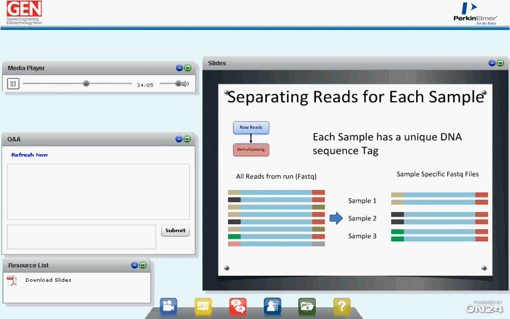For example, one of the first steps of bioinformatics is the process of de-multiplexing. As you can see here on the left, we get back a giant file of all of the different sequences that were present on the run. And what we need to do is begin separating those out based upon the different samples and the unique DNA molecular bar tags that are present on each read.